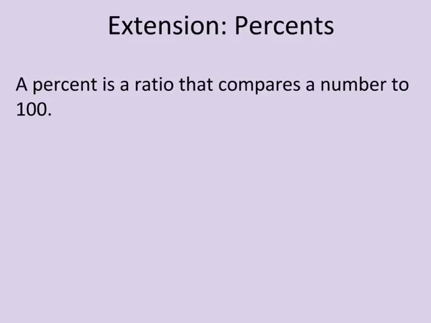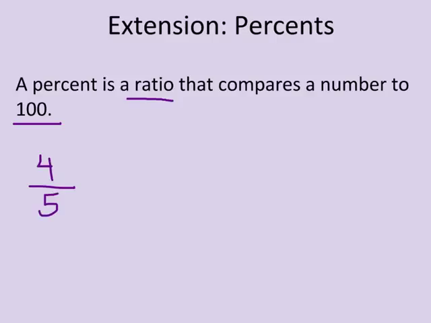Now as an extension, we're going to talk about percents. Percents we will go into more detail on in future lessons, but for right now I think it's something good to expose you to, and I think you can pick this up quite easily. So a percent is a ratio that compares a number to 100. It basically means parts per 100. So let's use 4/5 as an example. We learned how to change a fraction into a decimal, so let's go ahead and do so.